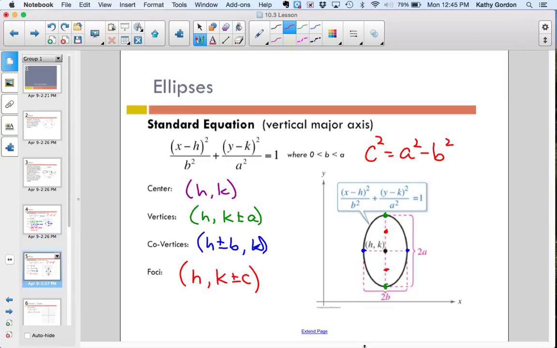Okay, so this distance right here represents c. This distance right here represents a. And this distance right there is b. Okay? Questions? Not as bad as it originally seemed. Just ugly.